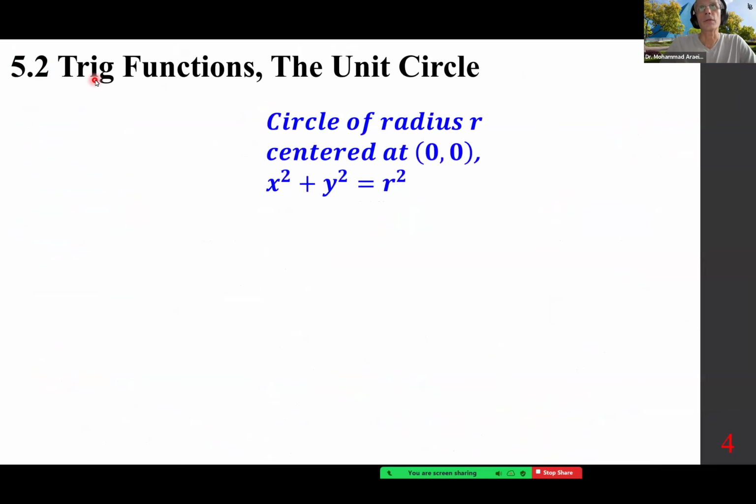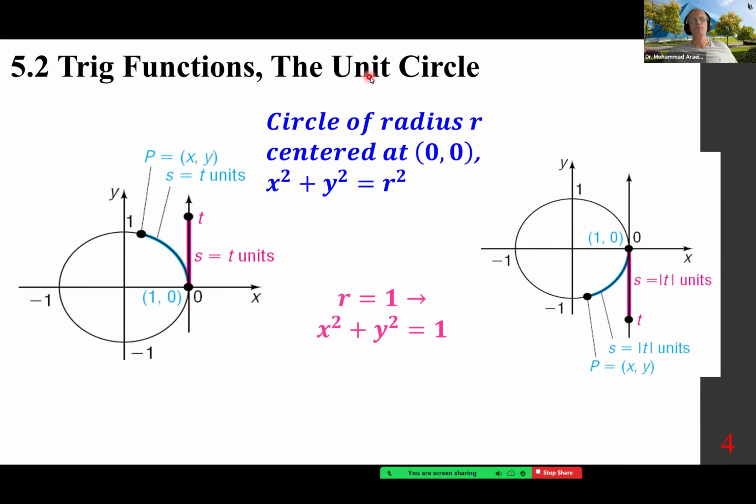5.2, trig functions, the unit circle. A circle of radius r centered at 0, 0 has the equation x squared plus y squared equals r squared. When r is 1, x squared plus y squared equals 1 is called the unit circle. So the unit circle crosses the two axes at 1, 0, 0, 1, negative 1, 0, 0, negative 1.